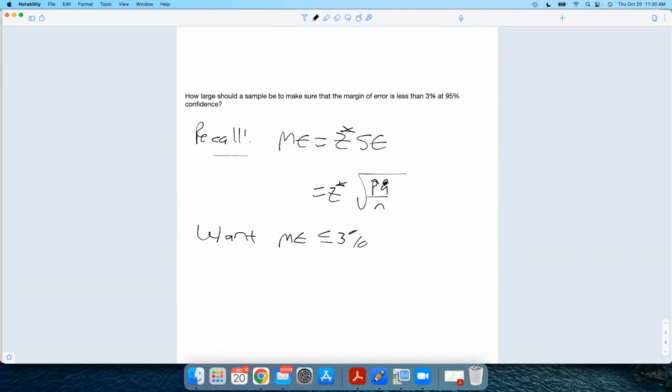Problem is we don't know p hat and q hat. If we knew those, we'd already have the sample. So maybe if we've done samples in the past and we have a good idea what these two numbers are going to be, we could use that. But if we're starting a brand new sample, we don't know p hat and q hat.